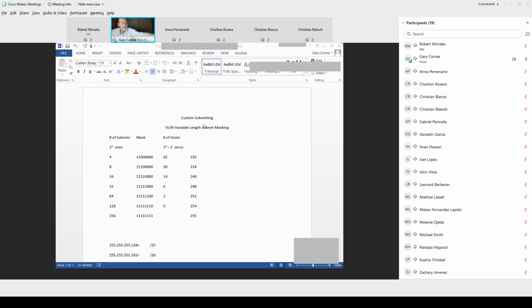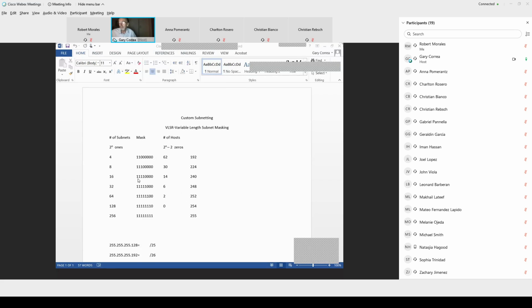What are all the variable length subnet masks? Well, we already knew they could be 255 or 0. Now they can be either 2 ones, which is 192, 3 ones, which is 224, 4 ones, which is 240, 5 ones, which is 248. And by the way, why is this 240?